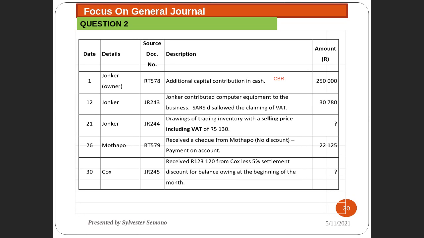What about the second one? The owner contributed computer equipment. Where will we record this one? The computer equipment. Perfect, guys. You don't need me. You understand these things. Perfect. I'm impressed. What about the 27th? Drawings of trading inventory. Where will we go?